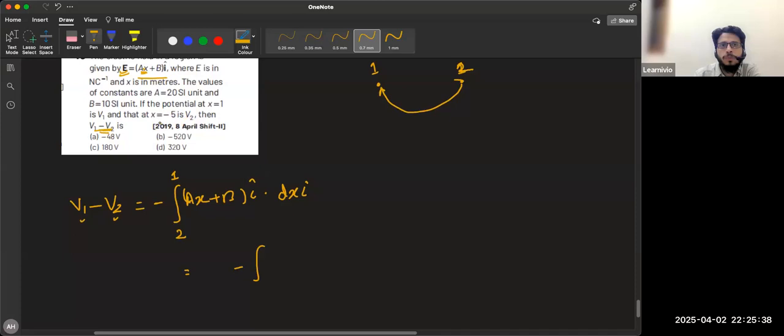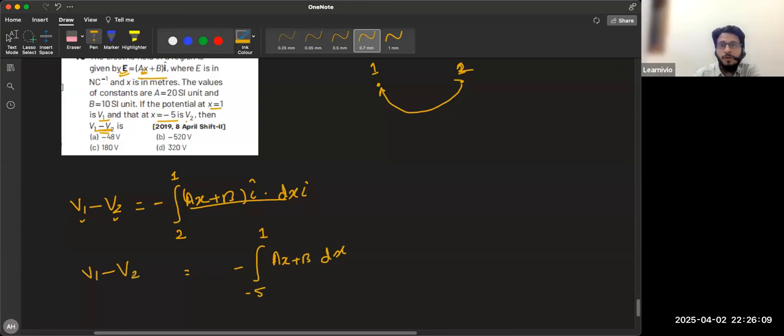If the potential at x equal to 1 is V1 and at x equal to minus 5 is V2, then the point at which potential is V2 is your point 2. So your initial limit will be minus 5, and your final limit will be x equal to 1. Then you have this integral. When you take the dot product, you can write this as ax plus b into dx.